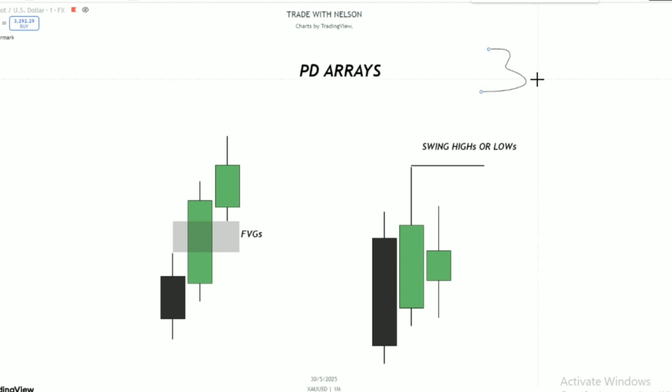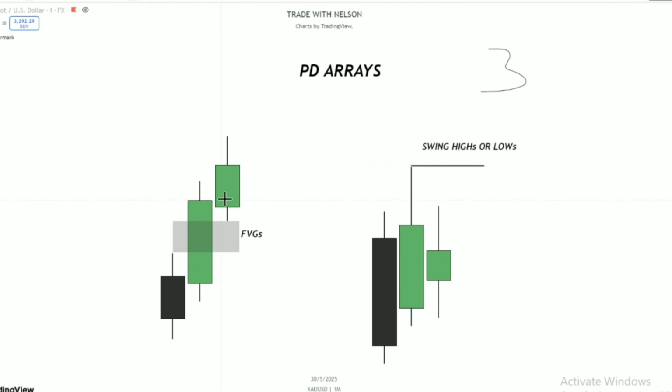It's also a three candle formation. Let's talk about the swing high first. So you want to see the wick of the first candle, the wick of the second candle, the wick of the third candle. You want to see the wick of the second candle going above the wick of the first candle and the third candle. So this high is a swing high.